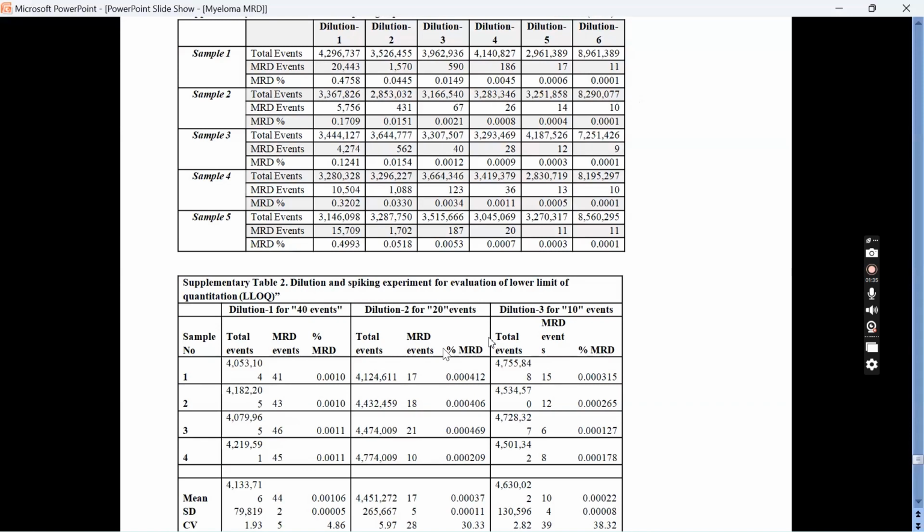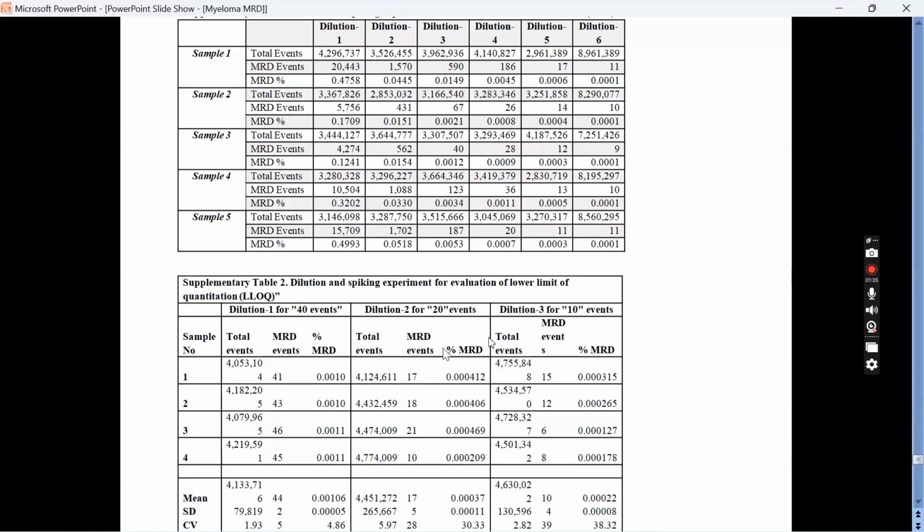You need to stain the sample. You check the blast percentage, and you know the total count of the sample, so calculate the absolute count of blast. Similarly, in the control sample, you know the total count, and then you calculate how much volume of leukemic sample should be dropped into the control sample to have 40 leukemic cells. That's how you need to calculate. And similarly for 20, you need to calculate, and similarly for 10, and then acquire. So this is quite tedious.